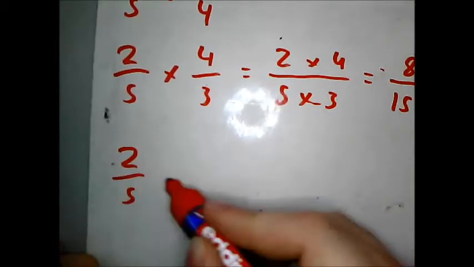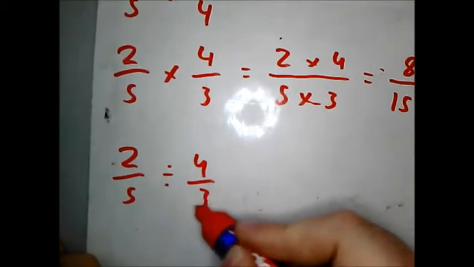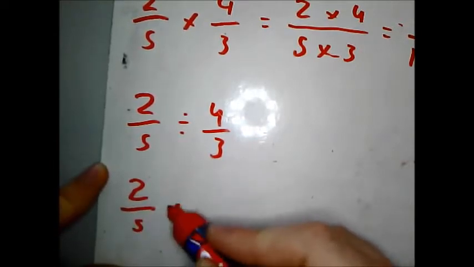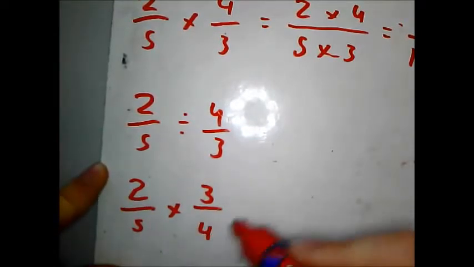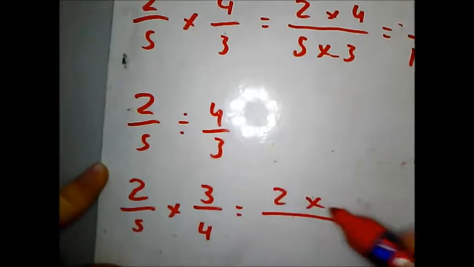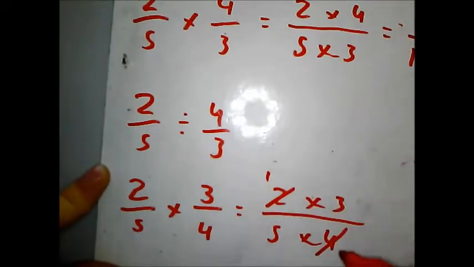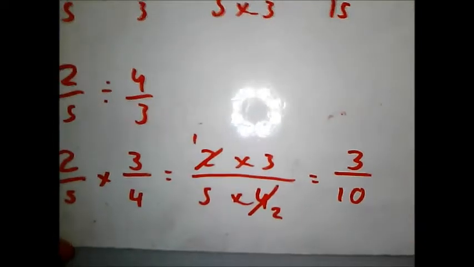And the final one, 2/5 divided by 4/3. So again, I'm going to multiply by the reciprocal. So that's 2 times 3 on the numerator, 5 times 4 on the denominator. Spot common factors here, divide by 2. Now there's no more common factors, so I've got 1 times 3 on the numerator, 5 times 2 on the denominator, 3/10.